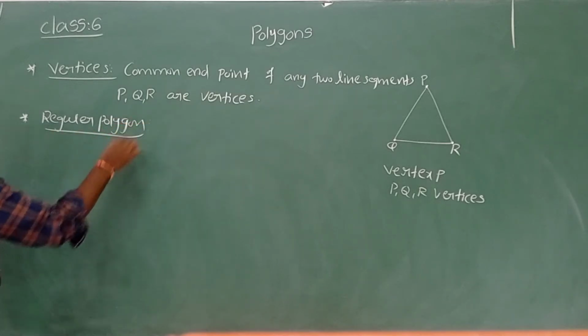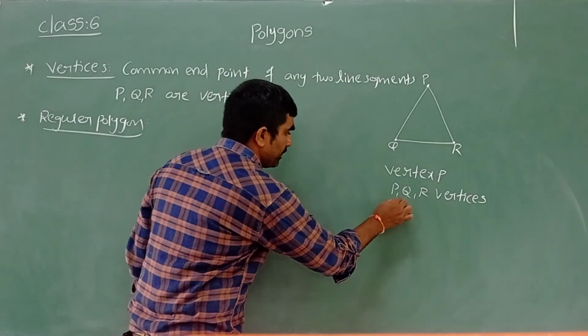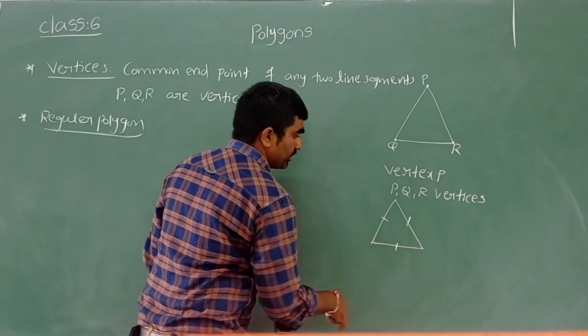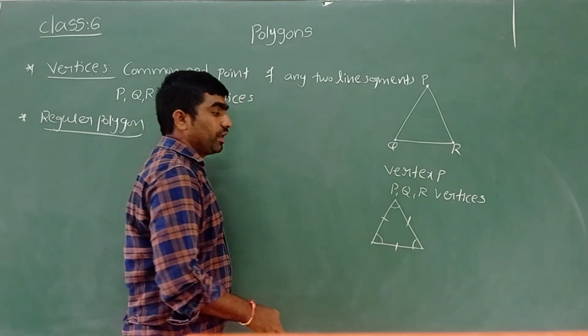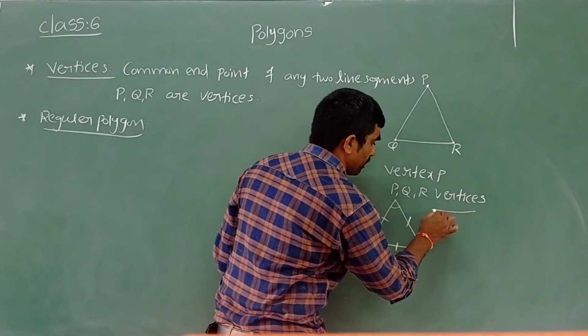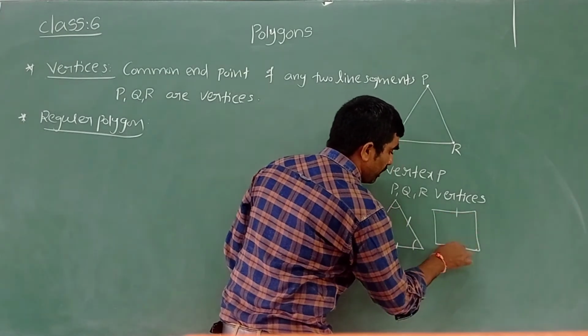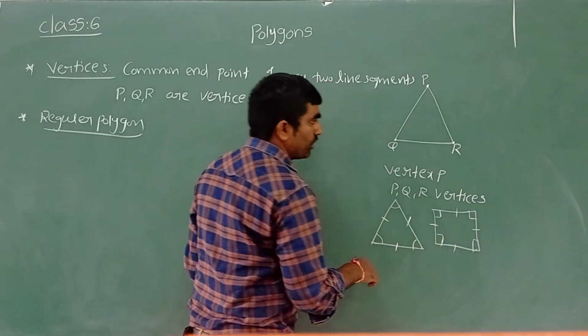Regular is nothing but equal. All sides are equal. All angles are equal. Let me take one triangle here. All sides are equal and also all angles are equal. It is called a regular polygon. Three-sided regular polygon. Let me take here one more polygon with four sides. If all sides are equal, each angle is 90. It is called a regular polygon.